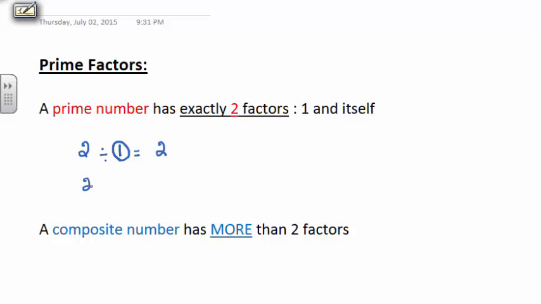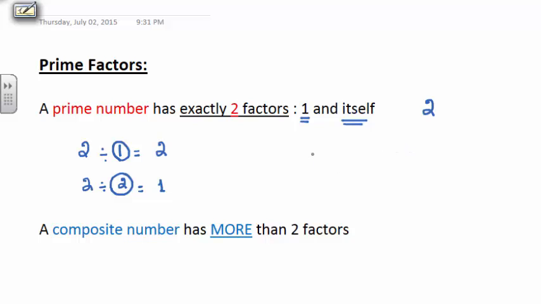Next, can I divide 2 by number 2? Yes, 2 divided by 2 is 1. Can you see 1? It's a whole number. That means 2 is a factor. When you have something like that, the 1 and the number itself, which in our case is 2, are the only two factors, in this case we call this number a prime number. That means 2 is a prime number.